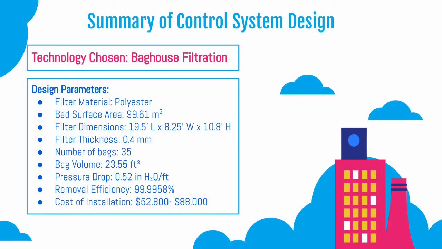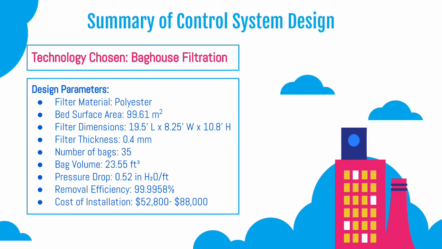In conclusion, the best choice of technology to remove more than 90% of flour particles with a geometric mean diameter of 32 microns is a baghouse filtration system with pulse jet cleaning. The filter material chosen was polyester due to its low cost and availability. The surface area of the filter bed was found to be 99.61 square meters, which is able to fit 35 cylindrical bags with volumes of 23.55 cubic feet.